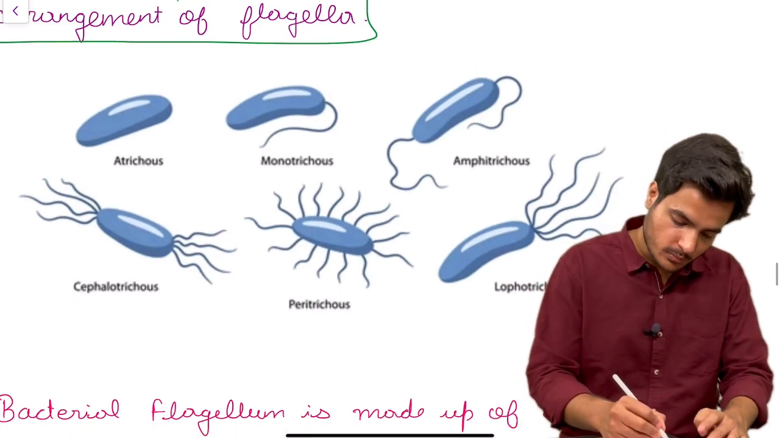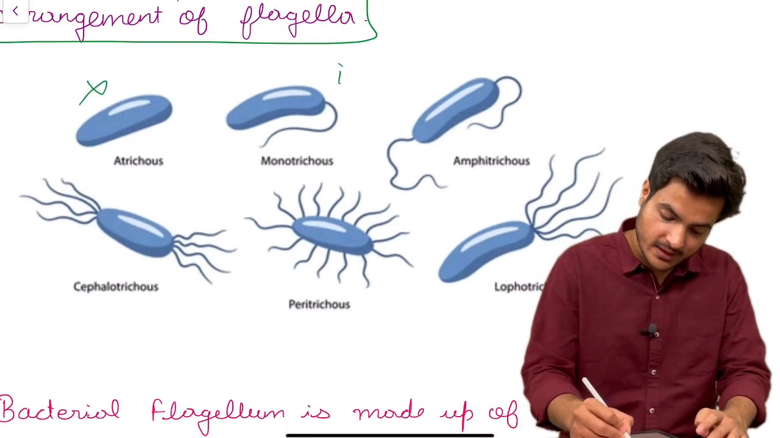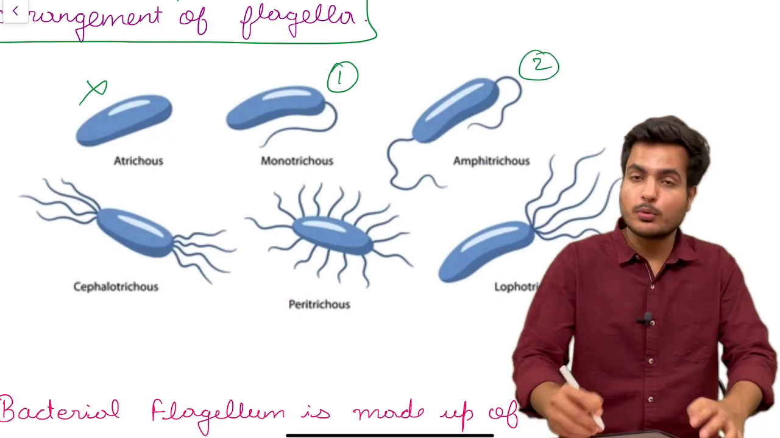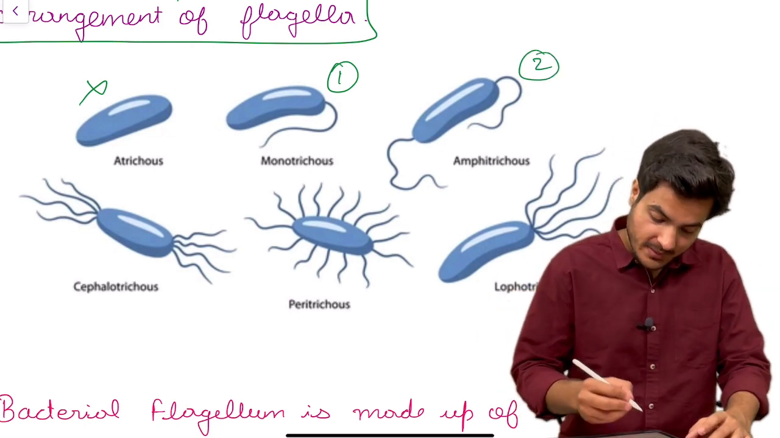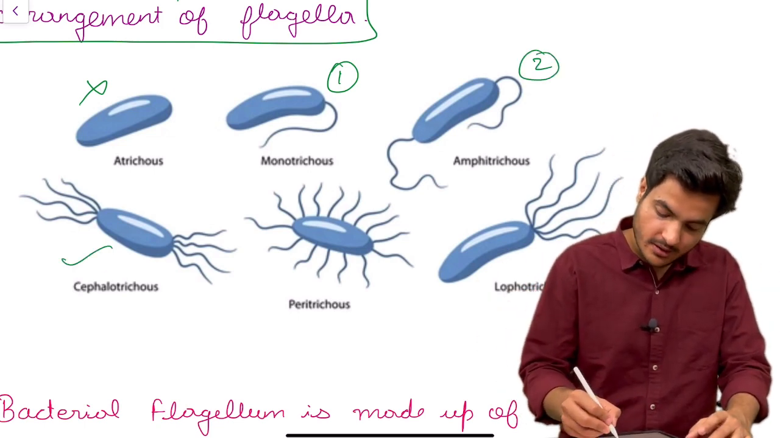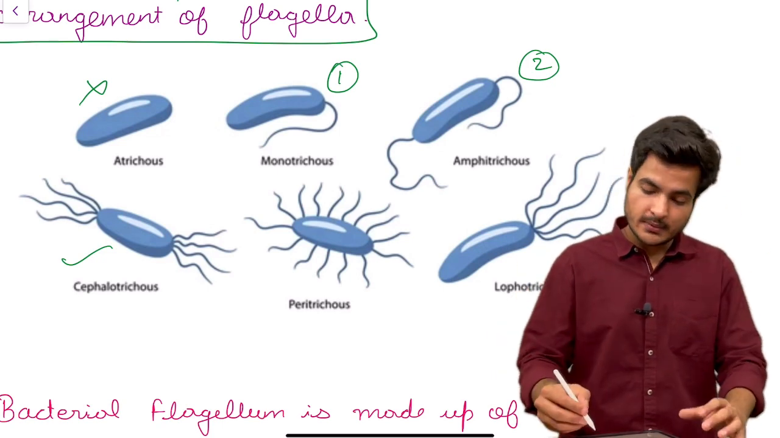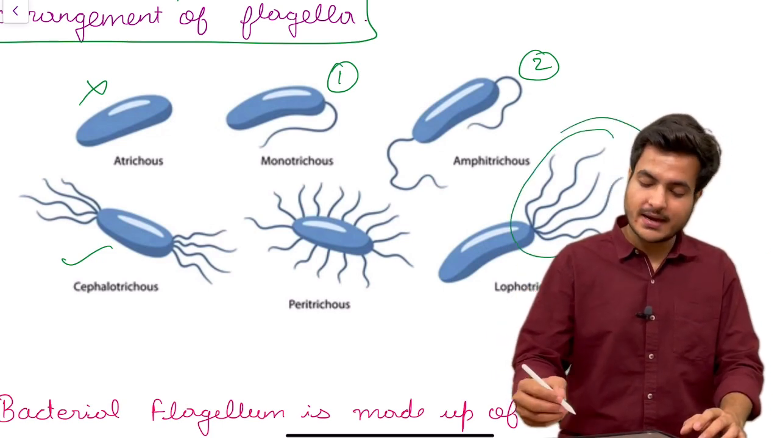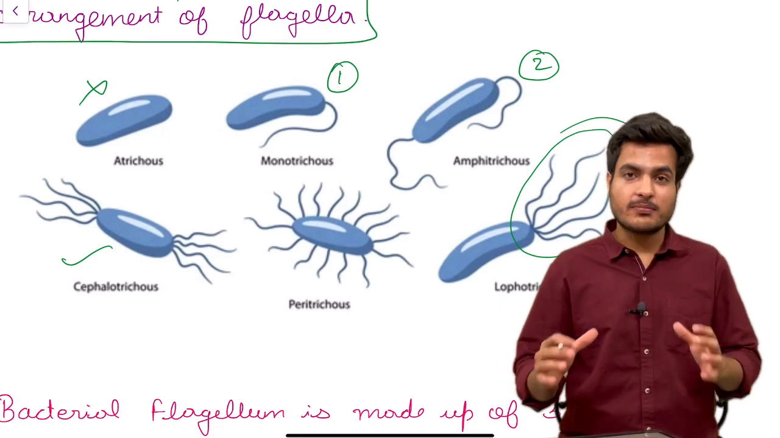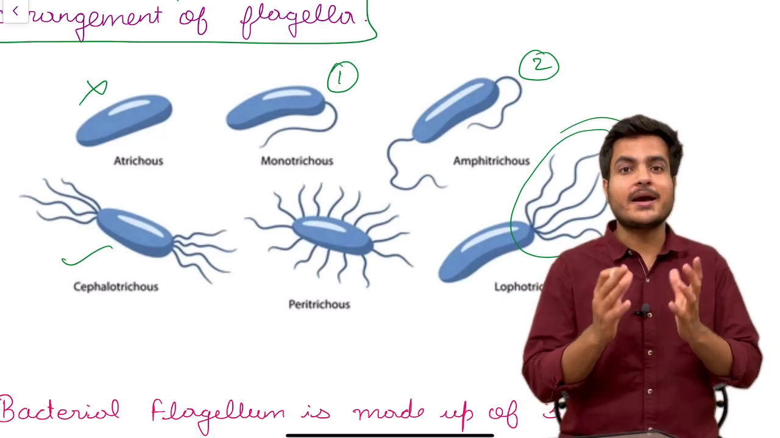Some bacteria do not possess flagella. Some have only single flagella. Some have two flagella on both ends. Some have many flagella on both ends. Some have flagella all around their body, and some have flagella only on one end. So there are wide varieties of bacteria on the basis of number and arrangement of flagella.